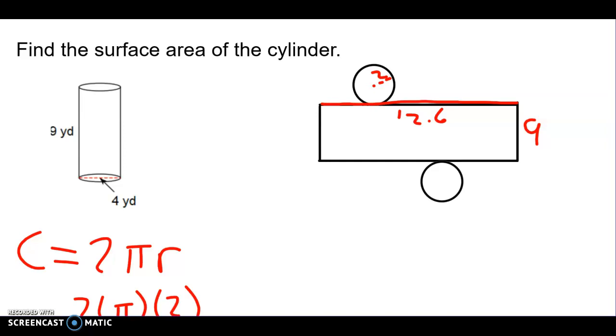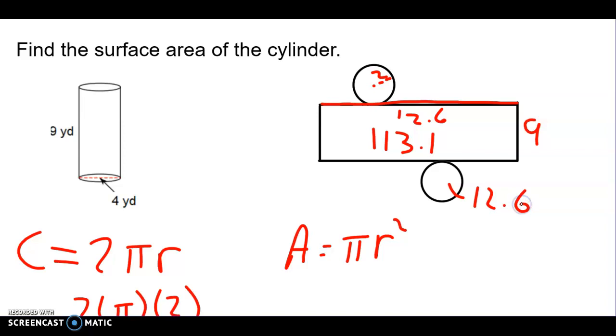So now that we have all of our information, we can go ahead and start talking area. So for the rectangle, we have an area that comes from 12.6 times 9, which gives us 113.1 for the area of the rectangle. The circle, remember the area of a circle comes from taking pi times the radius squared. So our radius is 2, so we do 2 squared is 4. 4 times pi is going to be 12.6.